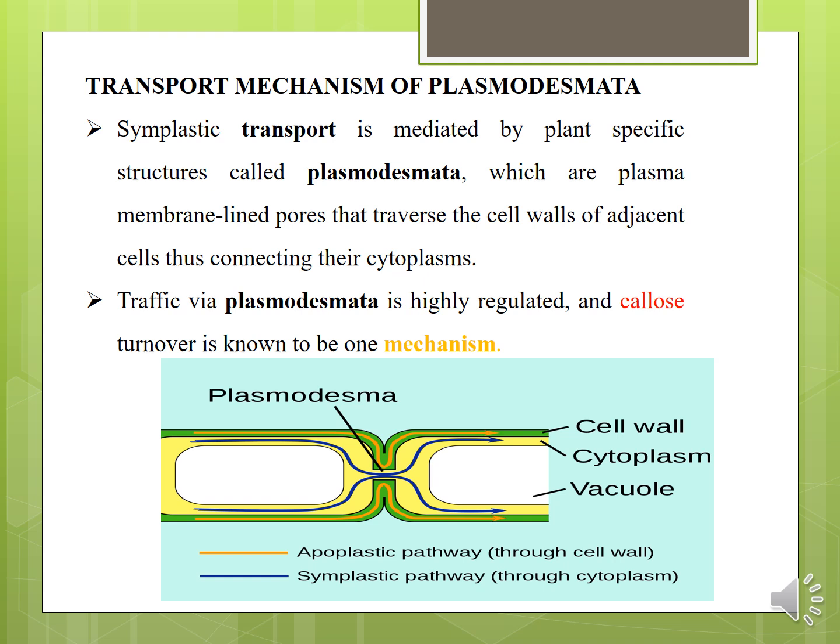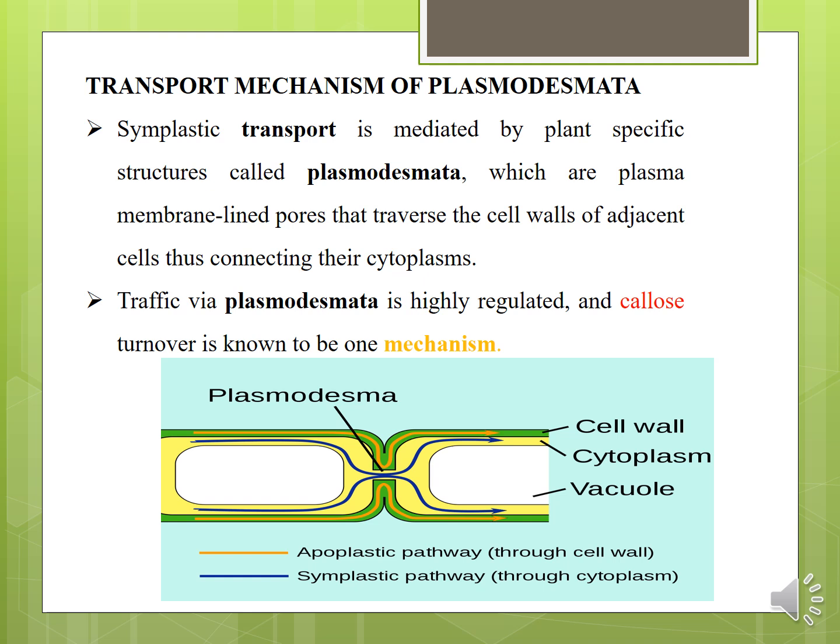So, the transport mechanism of plasmodesmata. Transport is by two ways: one is the apoplastic pathway and the other is the symplastic pathway. The apoplastic pathway is through the cell wall, and the symplastic pathway is through the cytoplasm. Let's see. Symplastic transport is mediated by plant-specific structures called plasmodesmata, which are plasma membrane-lined pores that traverse the cell walls of adjacent cells, thus connecting their cytoplasms.